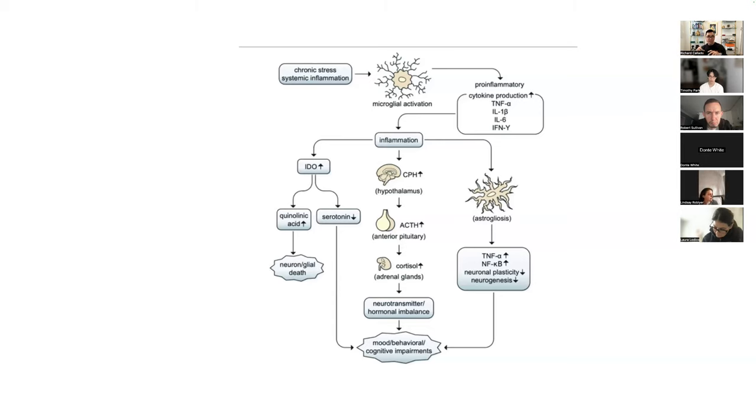Don't worry about quinolinic acid, decreased serotonin. Just know the general idea that chronic inflammation will affect your immune system and cause your immune system to attack your brain, all right? It permeates the blood-brain barrier and can cause shrinkage of your brain, all right?